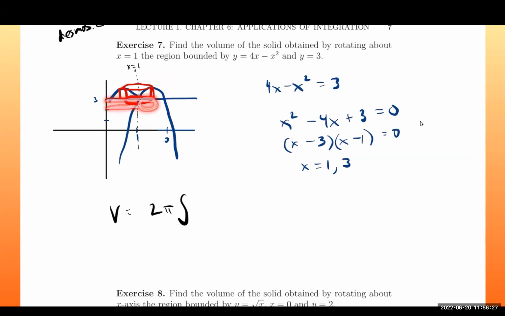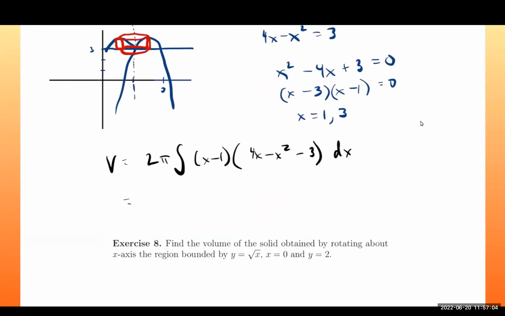So to get this little region, or sorry, length, that's going to be x minus 1. So once again, this is x, this is 1. In order to get the radius, that's x minus 1. So that is our radius. And then the function height would be that minus that. So the upside down parabola minus 3. This minus this. So it's going to be 4x minus x squared minus 3, all with respect to x.